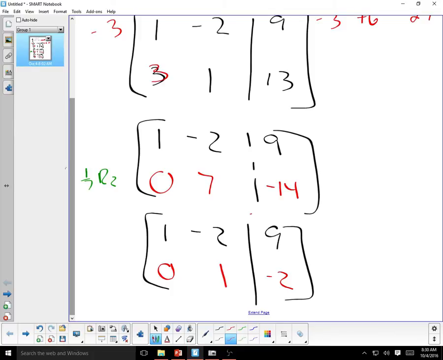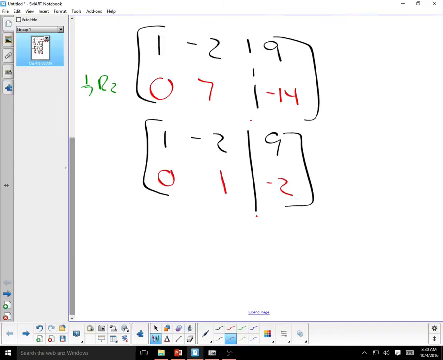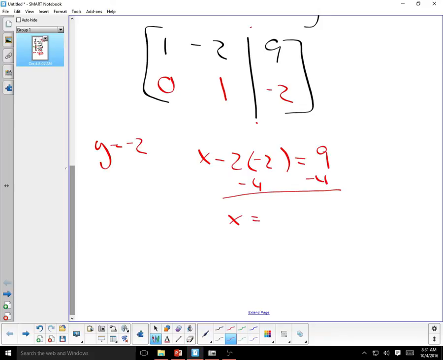Because what this is saying, what column is this here on the left? It's the X column, right? This next column, the middle column, is the Y column. So this is saying that 1y is equal to -2. So I know that y equals -2. All I got to do now is plug that into the top equation. So x minus 2 times -2 is equal to 9. That's going to be a positive 4, so I'm going to subtract 4 from both sides. And x is equal to 5. So there it is.